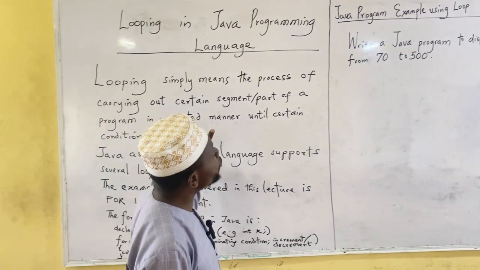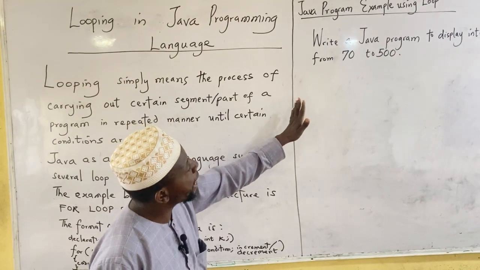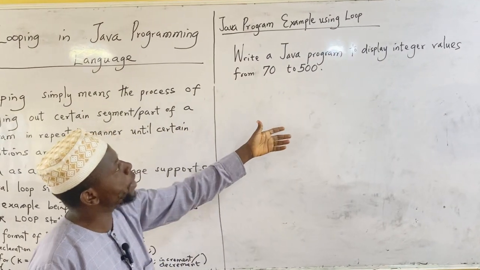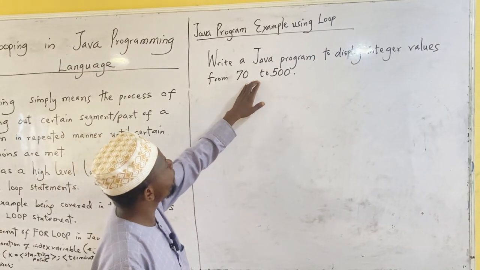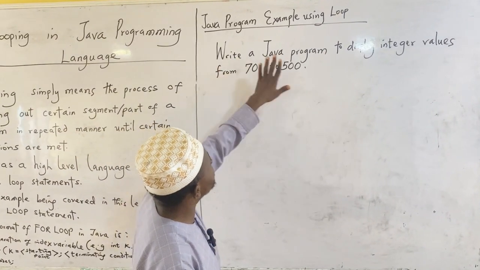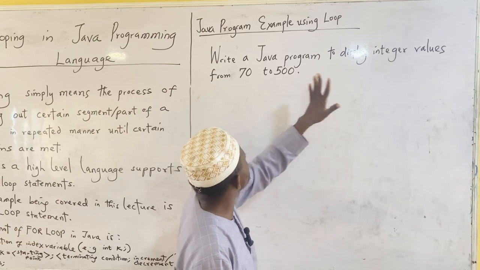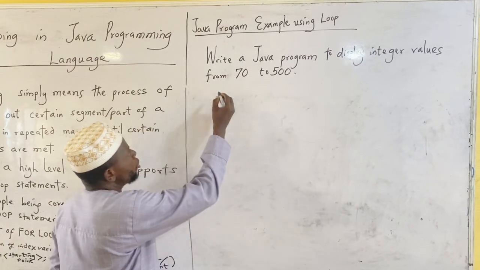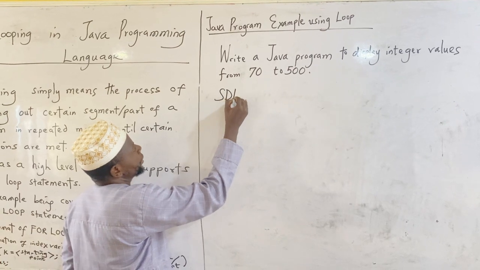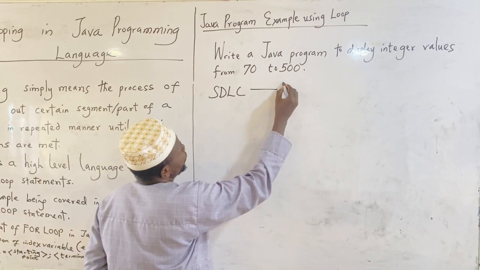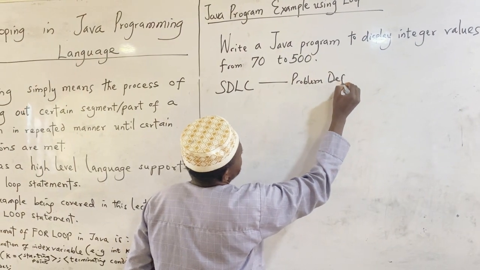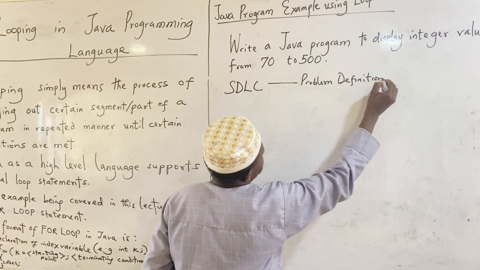For you to understand this concept fully, I have decided to come up with an example, in which I will explain how a for loop can be used to write a Java program to display integer values from 70 to 500. You will recall that I talked about SDLC, and it is always mentioned that the first thing is problem definition, and the next is design.